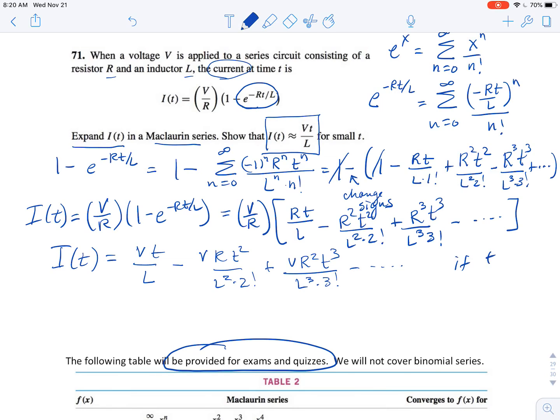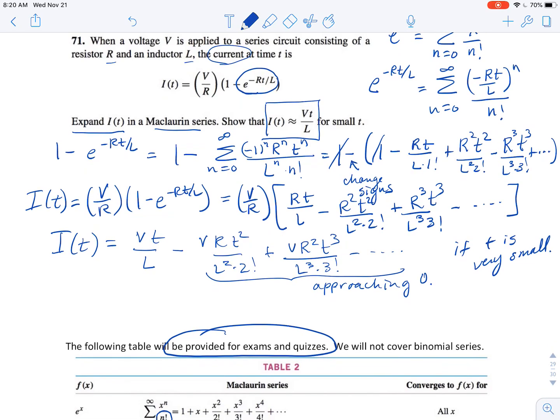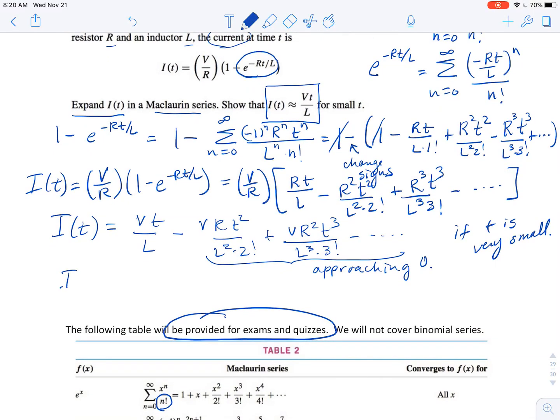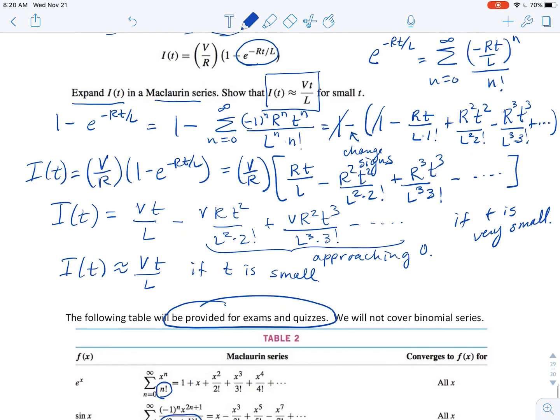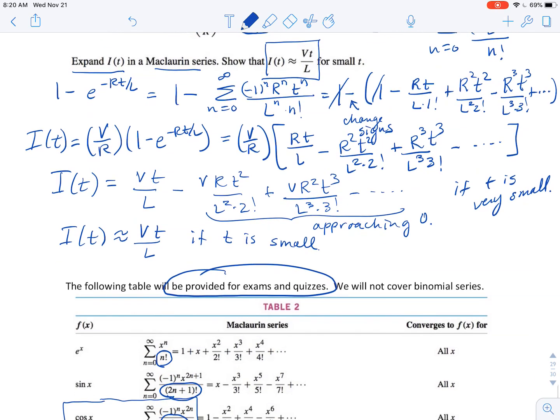And notice if t is very small, these are approaching 0. The higher the power, the faster they approach 0. And so what that means is I of t, the current, is approximately the same as Vt over L if t is small. That's the most important term of all those when t is less than 1. When t is bigger than 1, we're interested in the highest power, right? But when t is smaller than 1, we're interested in the lowest power term.